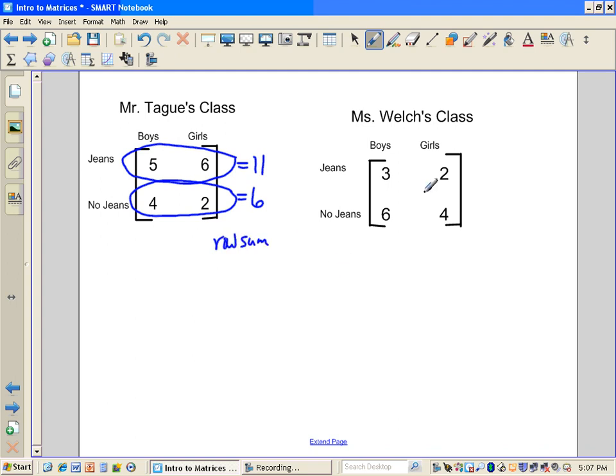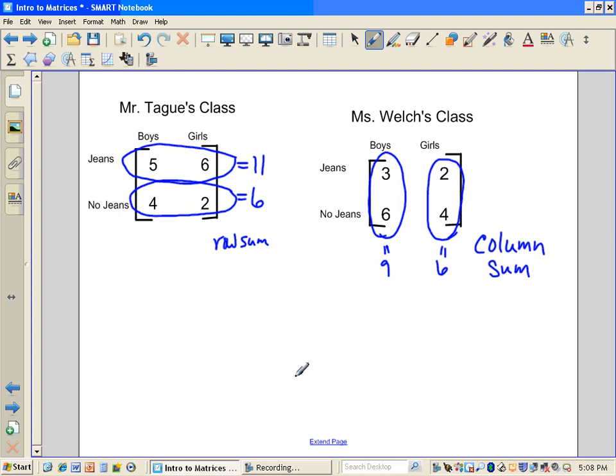Okay. The other option is to do a column sum. So if we did this column, that would tell me how many boys are in my class. So there's 9 boys. Or if we did this column sum, we have 6 girls. Okay, so we can do row sums, we can do column sums.